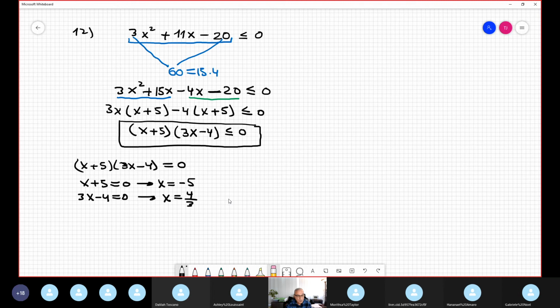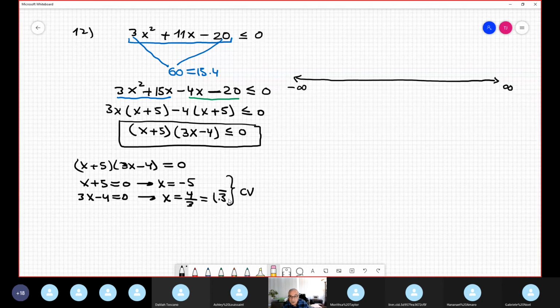Okay, 4/3, I put in my calculator is 1.3 repeated, because it's easier to see the location on the real number line. Remember, this is the critical value, and the critical values I always use in the graphic part. Remember, the solution for this problem contains one algebra part like that and one graphic part like that. This is my real number line, and you make a partition. This is 0 in the middle. I suppose -5 is here. I suppose 1.3 is here.